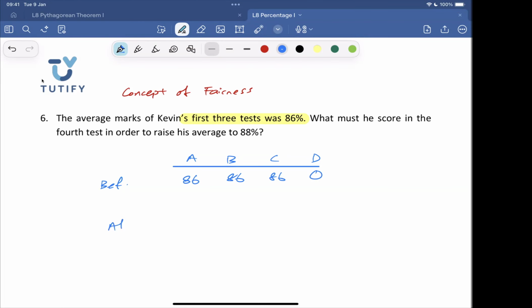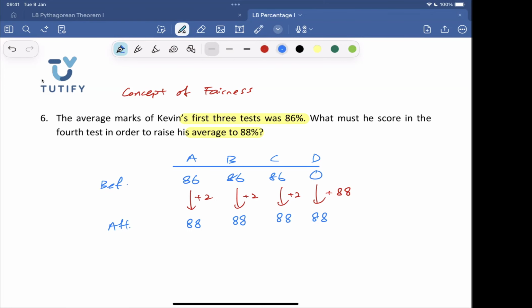Now, after you took the test, what is the new average? 88. Very good. So everybody will have 88 marks after taking the fourth test. That means, should I be writing 88 for the fourth test? Yes or no? Yes. Okay, let's find out what is the increase. Increase by 2, increase by 2, increase by 2, and increase by 2.